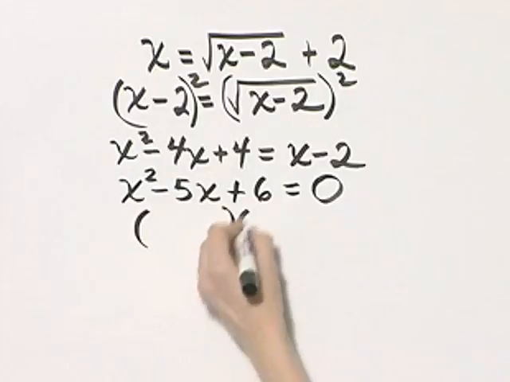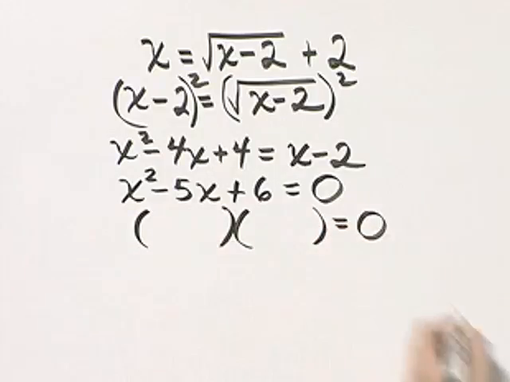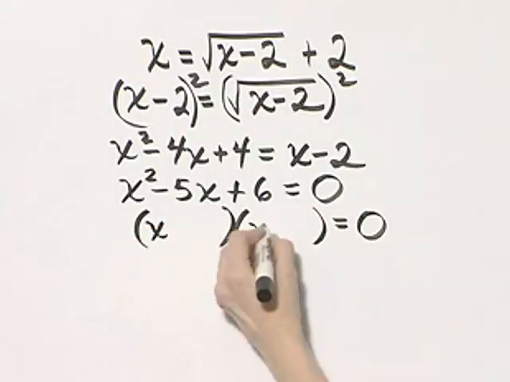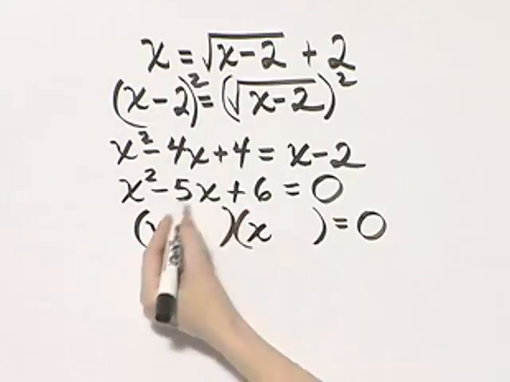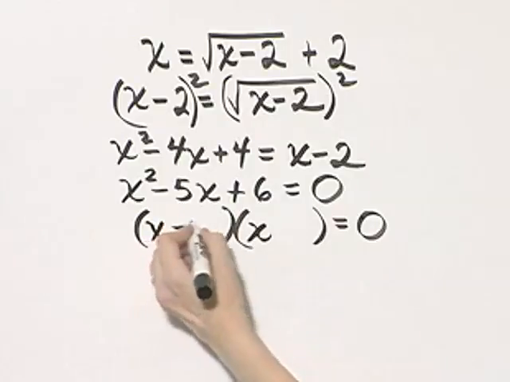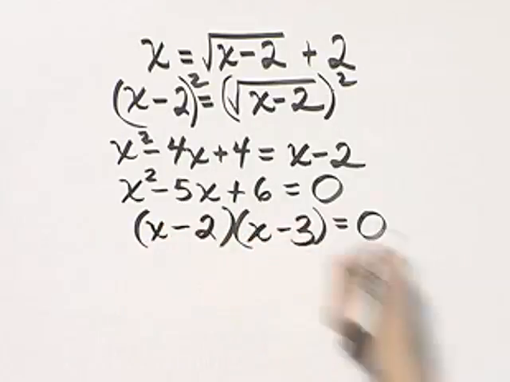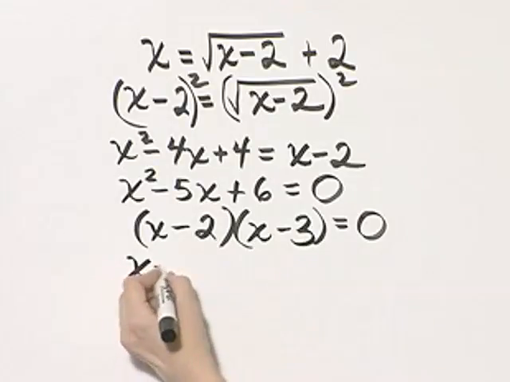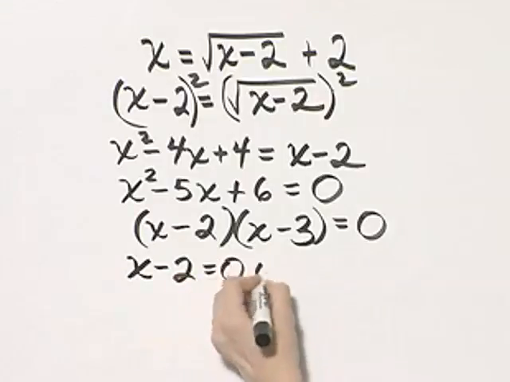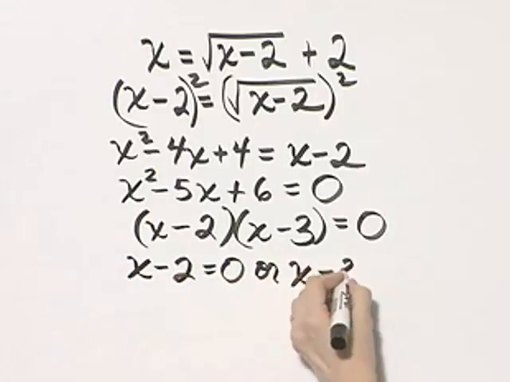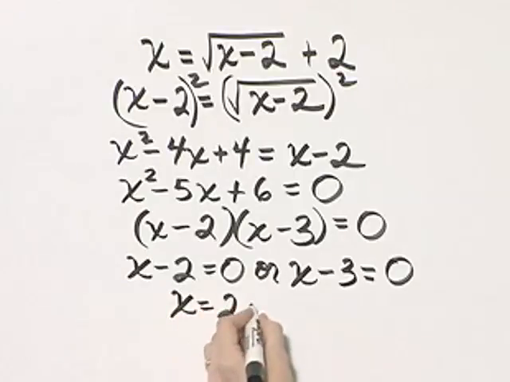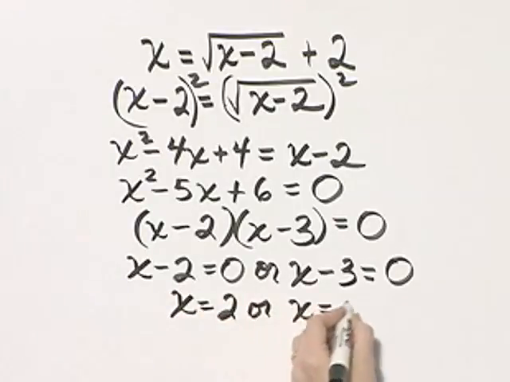Let's see if this factors using the zero factor theorem. So that's x and x, 2 factors of 6 whose sum is negative 5. That'd be negative 2 and negative 3. Make sure you check my factoring, but it is correct. Then remember, we set each factor equal to 0 and solve. Here x is 2, here x is 3.